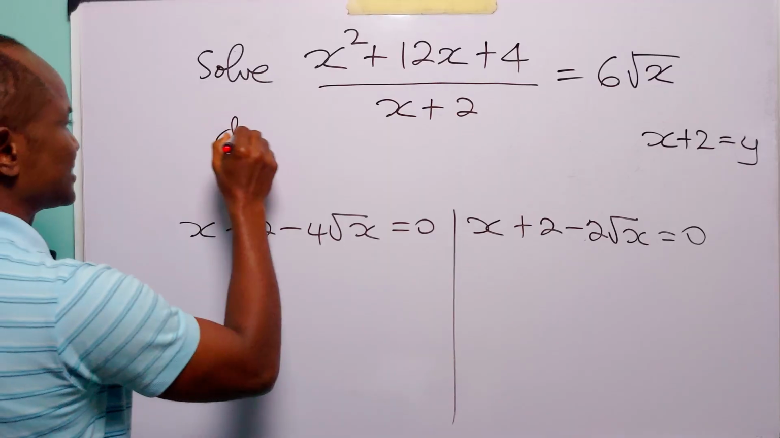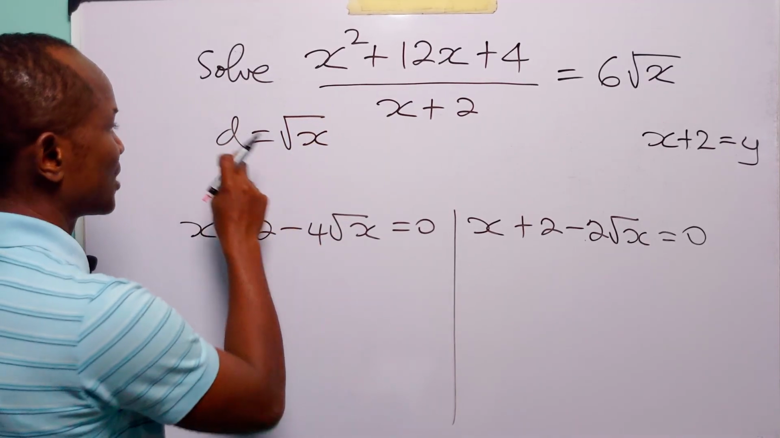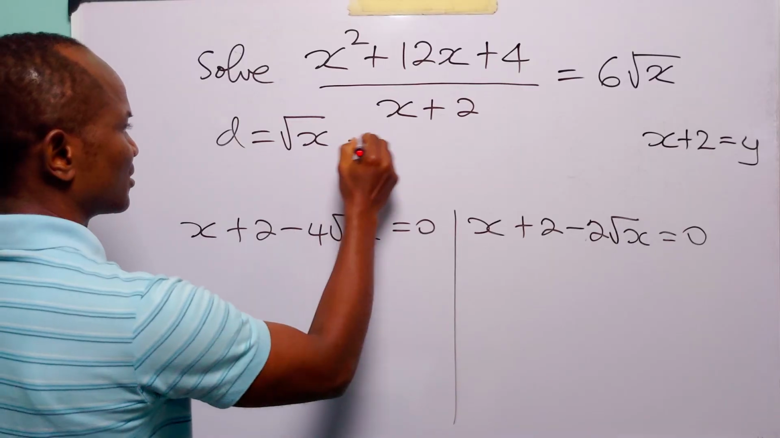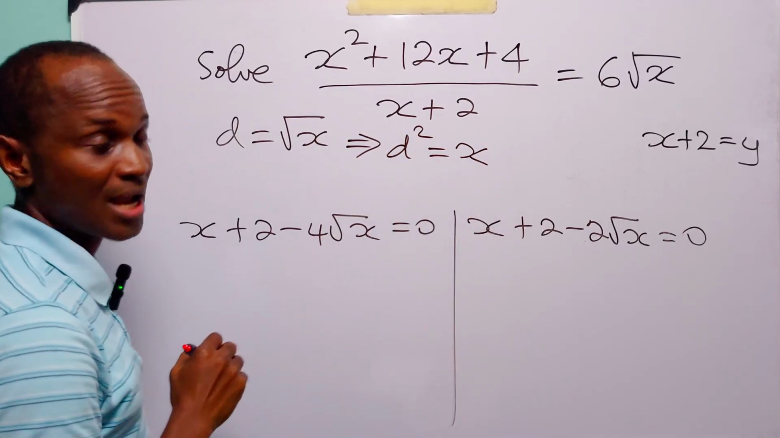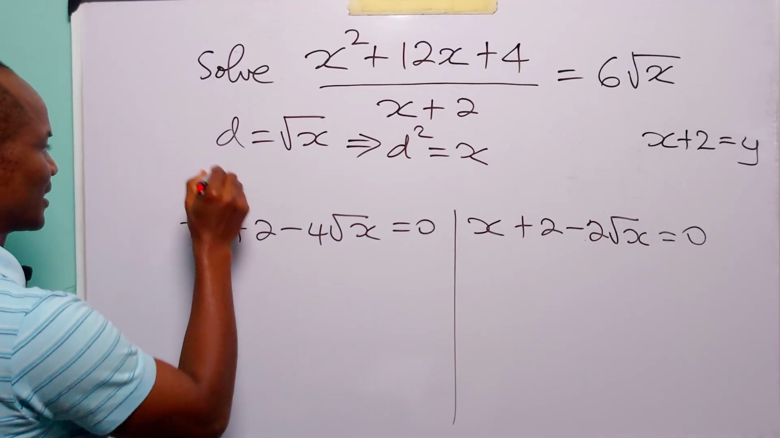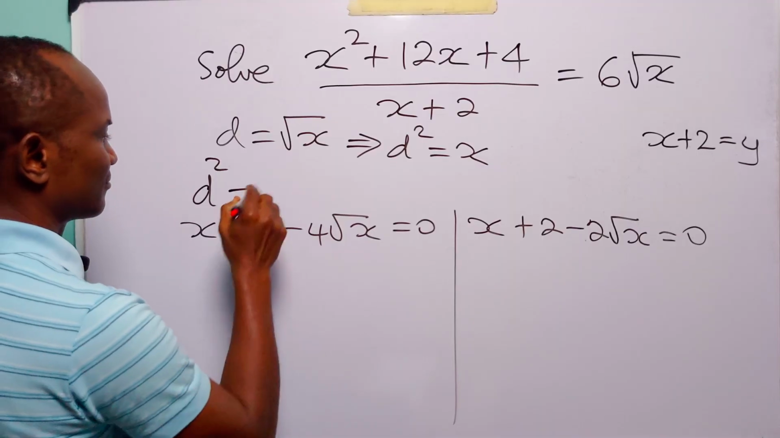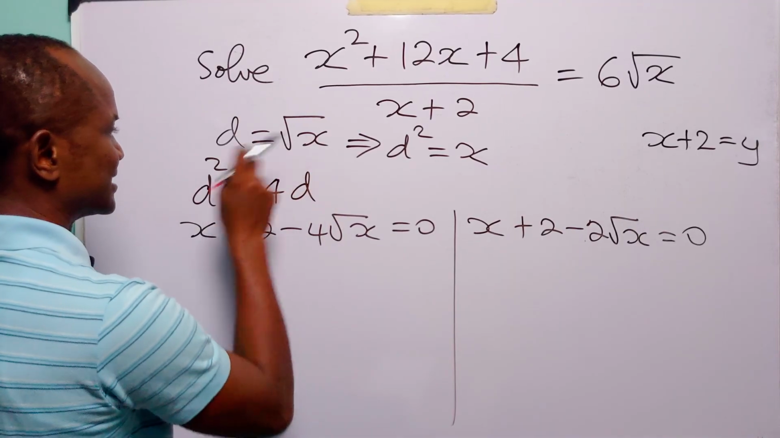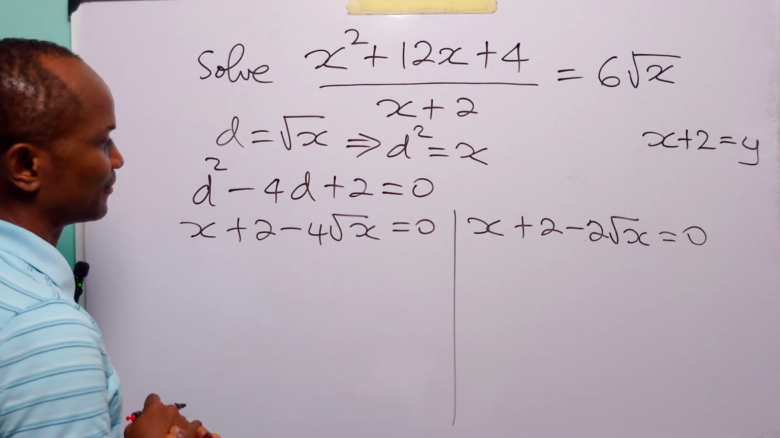So, let d be equal to the square root of x. And of course, you know that when we square both sides of this equation, then d squared is going to be equal to x. So this equation now becomes d squared minus 4d plus 2 is equal to 0.